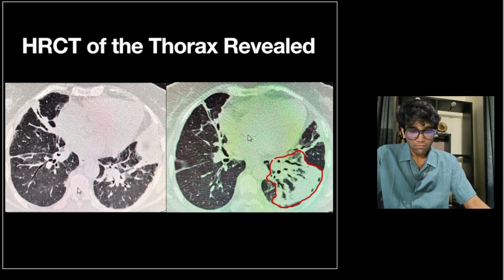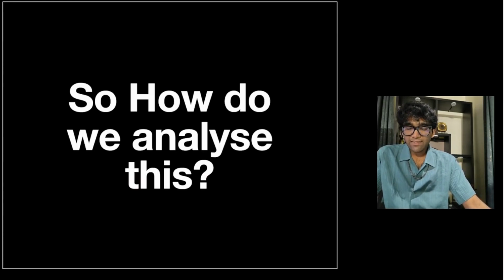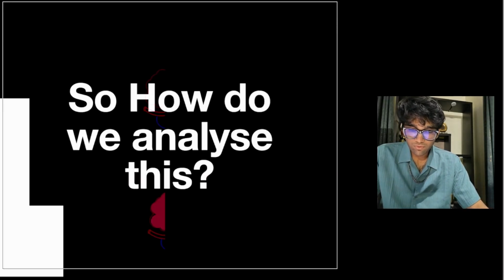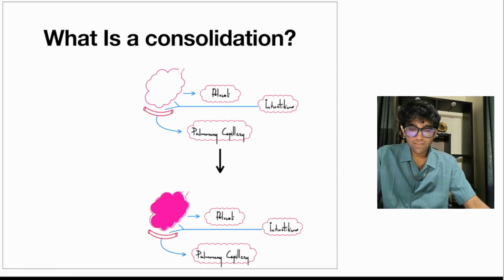So for now we'll just call this a consolidation. Okay, so how do we analyze this? So first of all, what is a consolidation? So consolidation is, this is the normal architecture of the pulmonary parenchyma. So this is your alveoli, this is the capillary right next to the alveoli, and there's some interstitium in between. When you have a consolidation, basically the air spaces, that is the alveoli, are opacified.